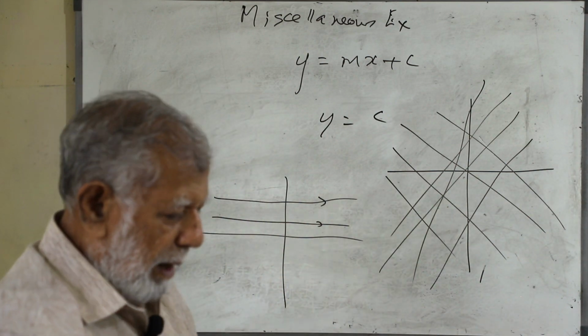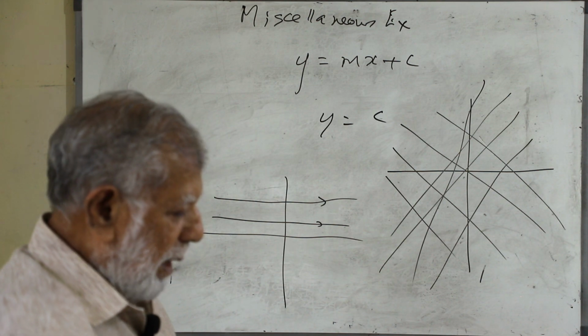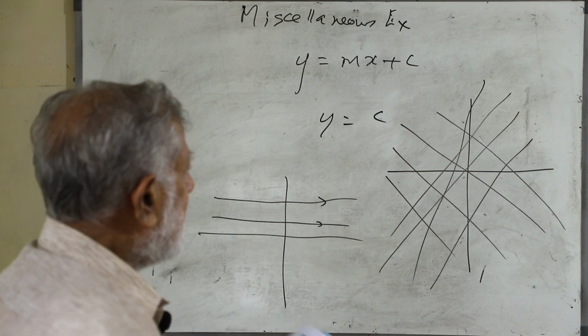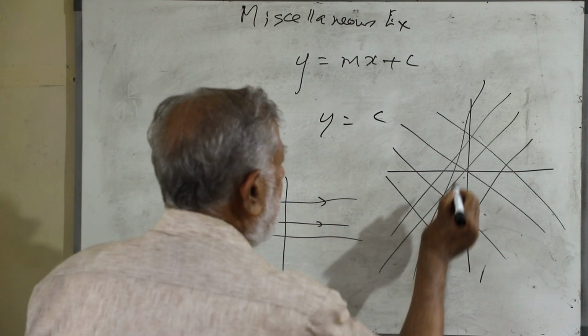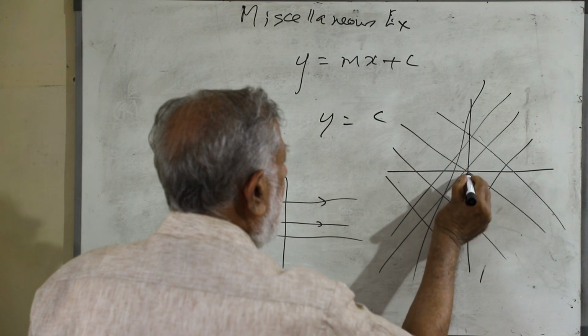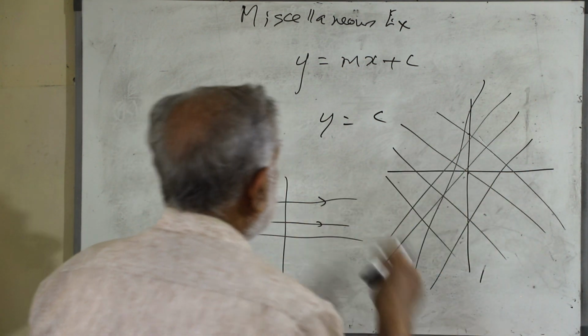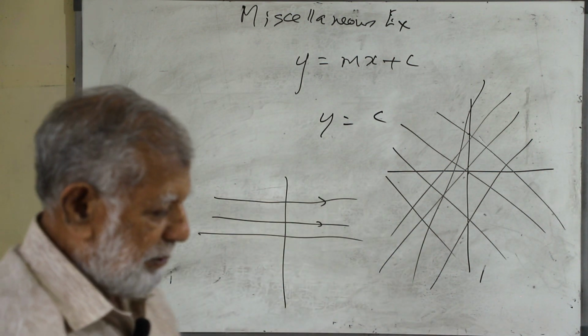And the value c determines the point where the graph intersects the y-axis. So c will be coming somewhere here. For this line, c is here, c is here, c is here, like that. So that is correct. Second one, the statement is correct.